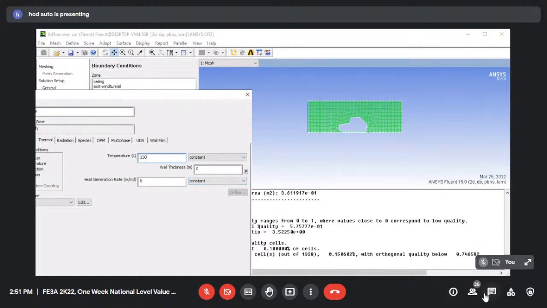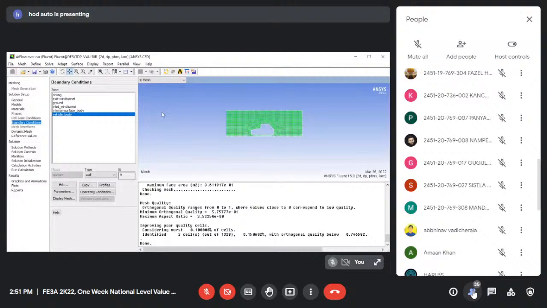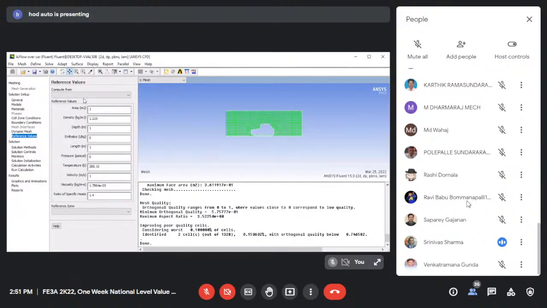Now, this is the vehicle. Now reference values: if you look at it, compute from, say, inlet. These are the reference values. Area, we are taking 1 square meter frontal area. If you change these values, you can get better drag values. Pressure in Pascal is 1.01325 e power 5. He has not indicated whether it is gauge, so I assume it to be absolute, and then write this reference.